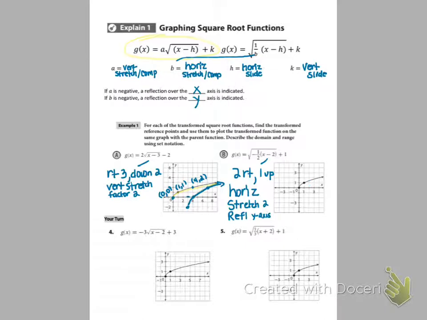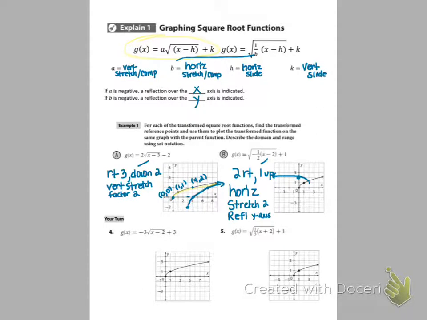So normally we would go 1 to the right, and we would go 1 up. So normally your point would be right there, but because we did the reflection, we're going to go the opposite way. And now, since it's a horizontal stretch of 2, instead of going 1, we're going to go 2. So this time I'm going to go 2 to the left and up 1 to get that horizontal stretch. To the left, up 1 puts me right there. And now I can see that graph is facing to the left because of that reflection.